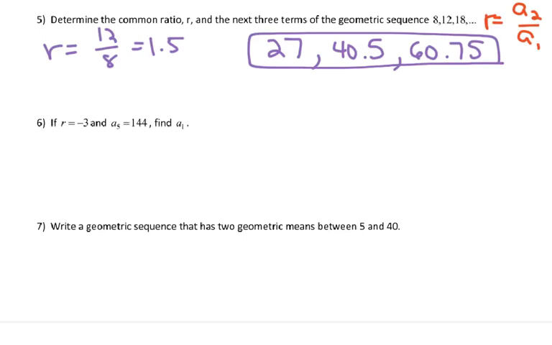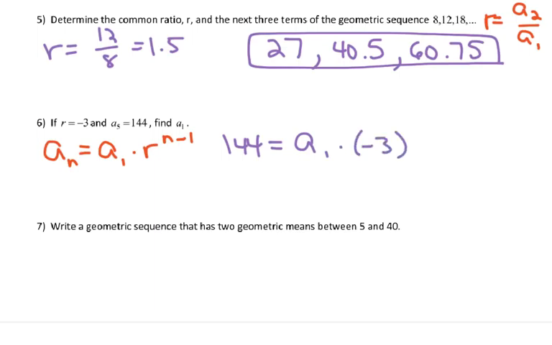In problem 6, what if I know the common ratio and the fifth term is 144? What's the first term? The formula for the nth term of a geometric sequence was a sub n is equal to a sub 1 times r to the n minus 1. So a sub n is going to be 144, and n is going to be 5, because 144 is the fifth term. I don't know a sub 1, but I know the common ratio is -3.